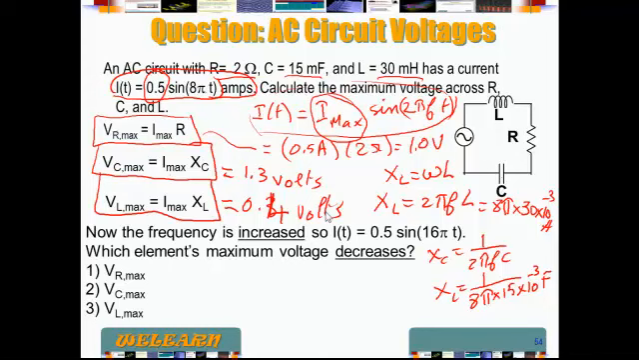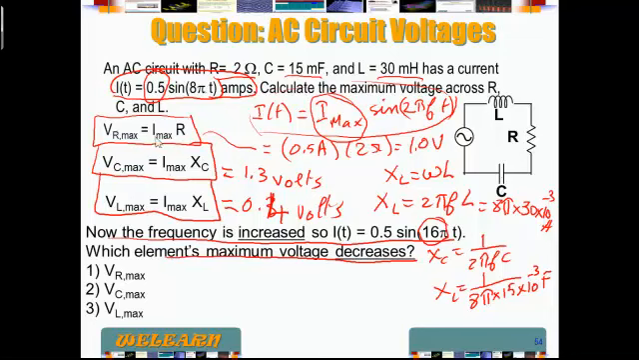The second question here, he's asking us, now that the frequency is increased, notice instead of 8 pi we have 16 pi, so that means we doubled the frequency. Which element's maximum voltage decreases? Okay, and that's what you need to remember.